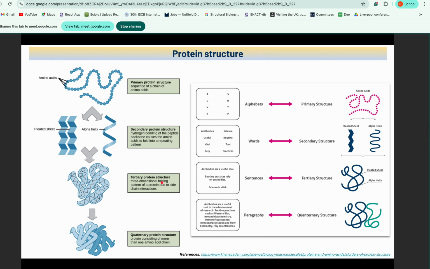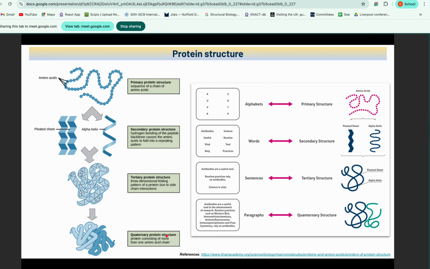Now the tertiary structure is the three-dimensional folding pattern. If these alpha helices and beta sheets fold further, they form a functional structure. There are side chain interactions: not just hydrogen bonding, but the R groups we saw previously also interact with one another. The structure formed, which is further folded, is referred to as the tertiary structure. In terms of English, we say sentences, how words are used to make sentences. This gives us more precise detail of a protein.